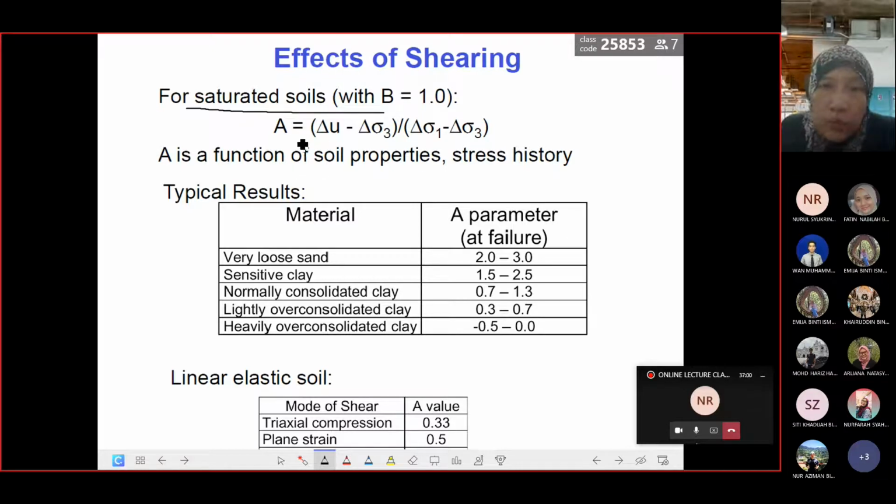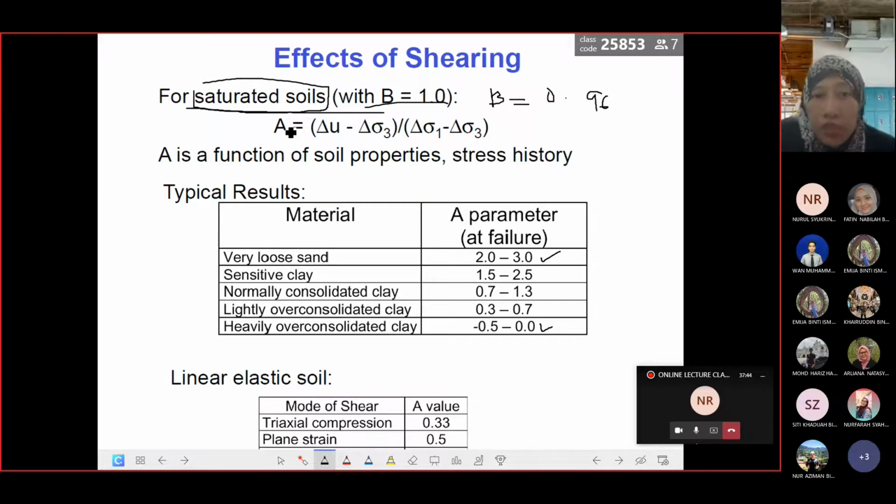This is another way. Or if you do not want to use this formula, you can take the value of A depending on the type of soil. For very loose sand, we can put 2 to 3. If you have heavily over-consolidated clay, this is the value of A. So the thing is that you need to know what B you want to use in your experiment. In this case, it has mentioned that the soil is saturated. So when the soil is saturated, B can automatically be assumed to be 1. However, B can also be less than 1, for example a value of 0.96.